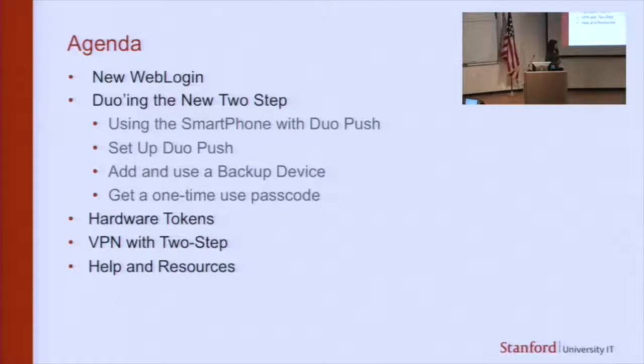And we'll talk about the hardware tokens distribution that I believe happened here on Tuesday, but that doesn't mean it's over. You can still get a hardware token at Stanford University's ID card office in Tresidder Memorial Union. VPN with two-step went live as of yesterday. So if you have to log in to any sites on campus or at Stanford that require Stanford VPN, I'll talk a little bit about that, and then where to get help and resources.